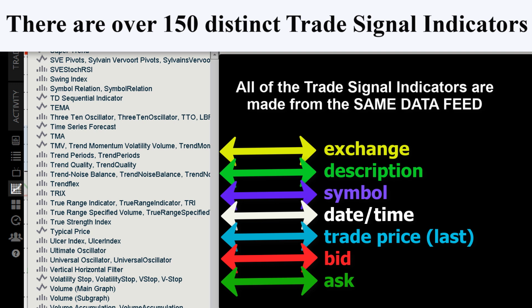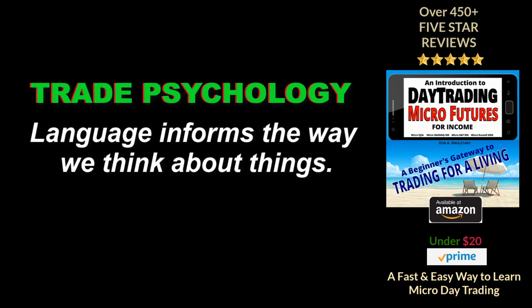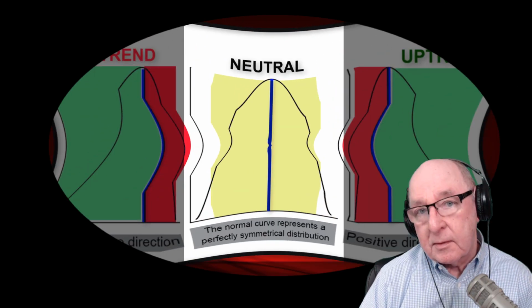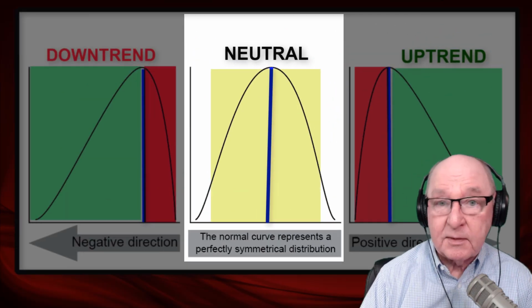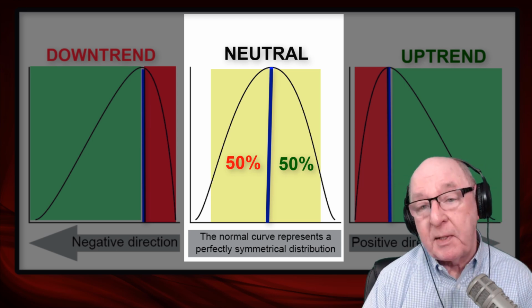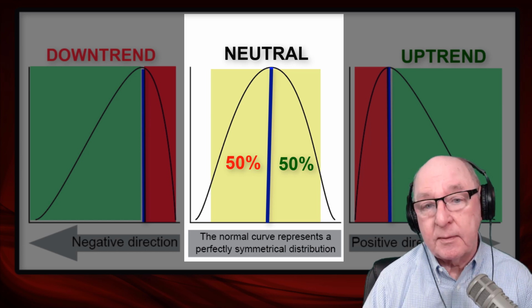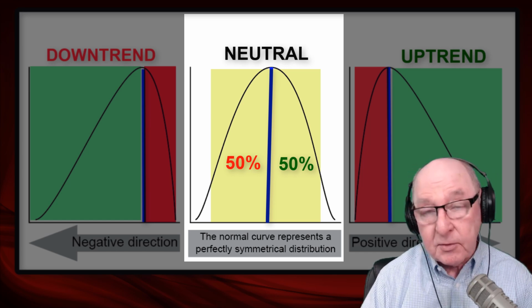If you've already been visiting the channel for a while, you know I'm a big fan of trade psychology. For sure, language informs the way that we think about things, so I'm going to throw a few things out there for you. Now, I'm going to talk a little bit about how we think about this 60-40 thing and the 50-50 thing. All things being equal right here, you see the neutral is that it's a coin toss. We can buy or we can sell, and there's no in between.